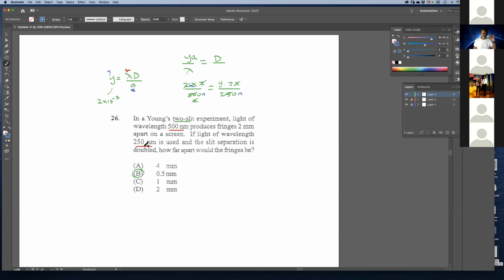For the 250, we know lambda is 250. They're telling us that the slit separation is doubled. So if this one is called X, this would be 2X. Again, we're running the same equation, Y equals A over lambda, because they're both equal to the same D. So 2X here. We good? And Y is what they want us to find. How far apart are the fringes when we're using 250 and doubling the separation? So this must be equal to that. And after that, the rest is simple. Just cancel out and solve for Y.